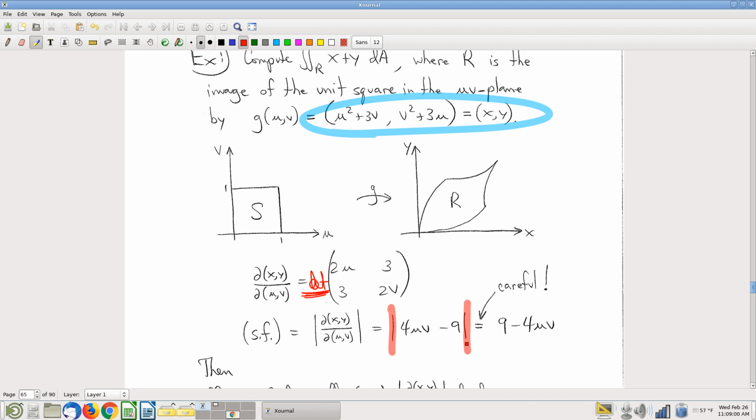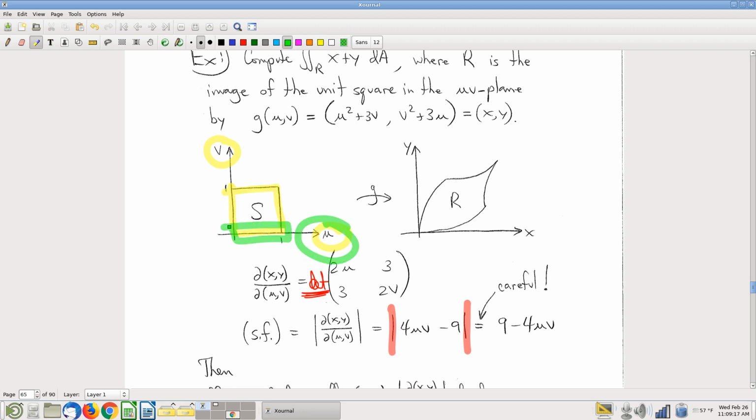So how do you know if 4uv minus 9 is positive or negative? The answer comes from the fact that I know u and v. I can see them right here. There's u. There's v. My domain right here tells me that u is always between 0 and 1, right there in the picture. And v, likewise, is always between 0 and 1. I can see it right there in the picture.